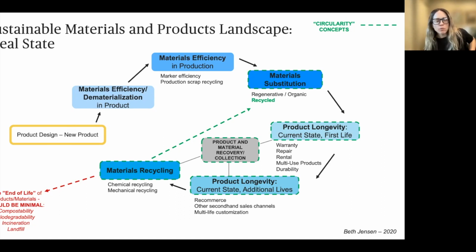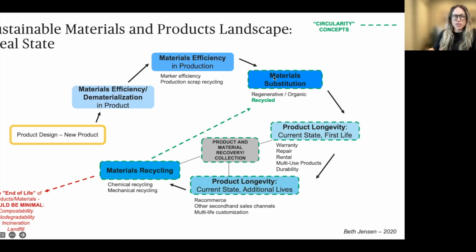And then when the product goes to production, you want to make sure you're as efficient as possible with the materials that you have selected to go into that product. That's where things like marker efficiency, or pattern efficiency as another way to say this, come in, as well as general concepts around production scrap recycling. Sometimes you'll see tote bags made out of scrap fabric from an outdoor brand supplier. That's a great example of what's happening there.